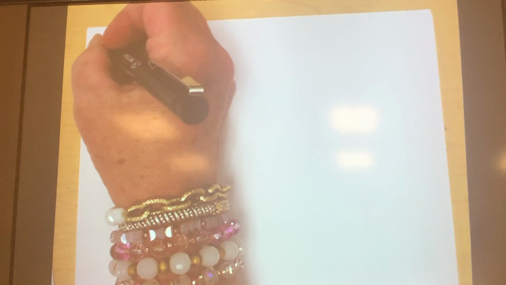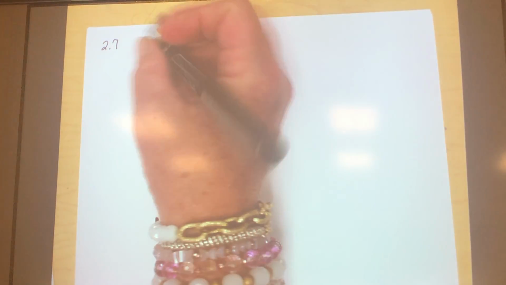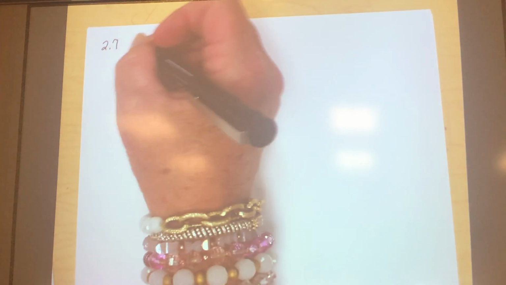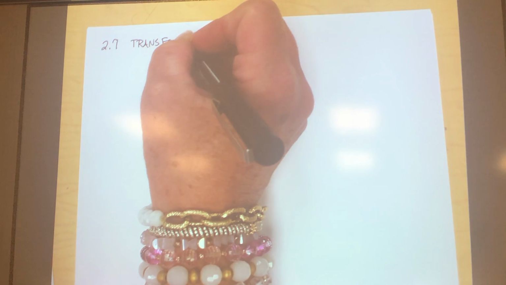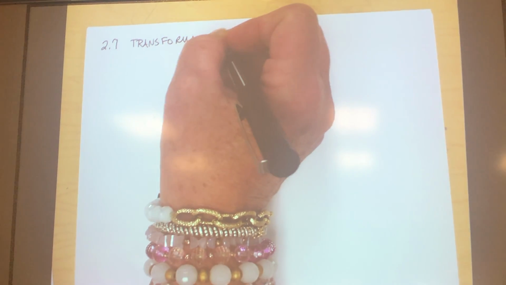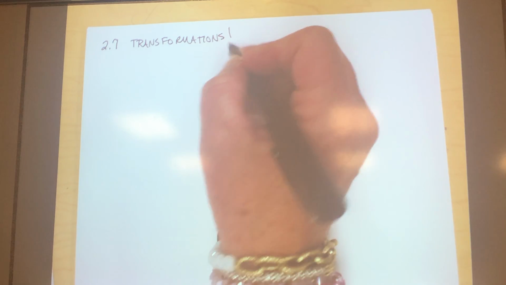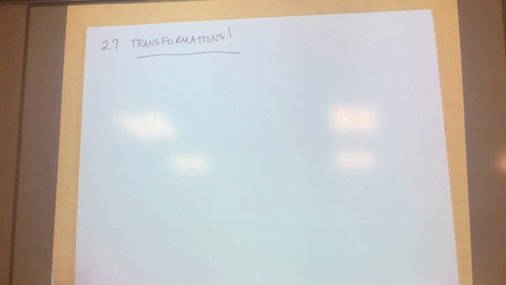All right, so here we go. Today, what are we going to talk about? Transformations, okay? So this is actually 2.7, but it's only one example in 2.7. Transformations. You should already know this, okay? But we're going to talk about it. I think it's example 7. That's what I'm trying to look up.